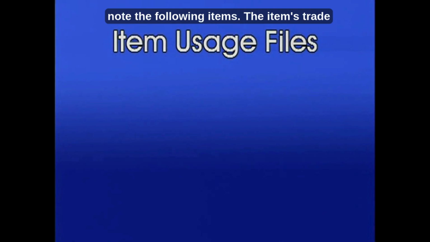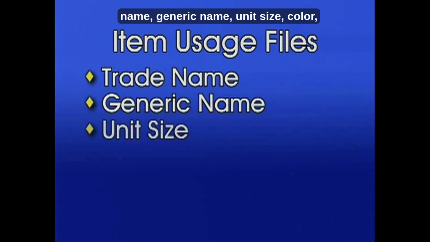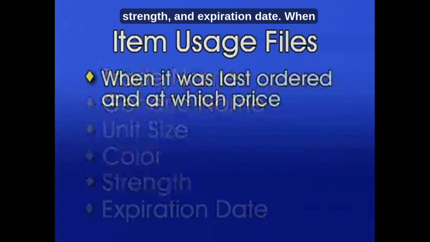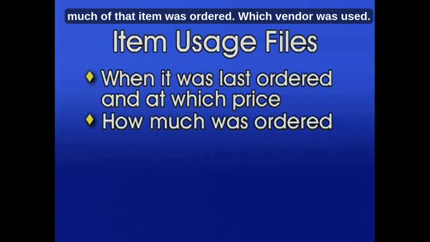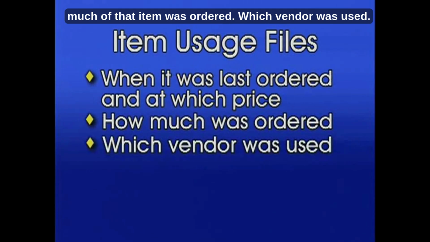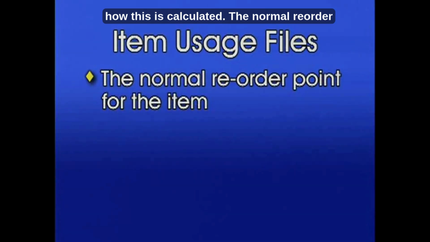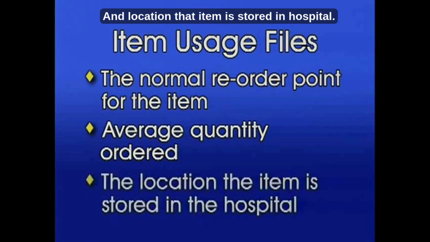Each file should note the following items: the item's trade name, generic name, unit size, color, strength, and expiration date, when that item was last ordered and at which price, how much of that item was ordered, which vendor was used, the retail price used for sale to the client and how this is calculated, the normal reorder point for that item, the average quantity ordered, and the location that item is stored in the hospital.